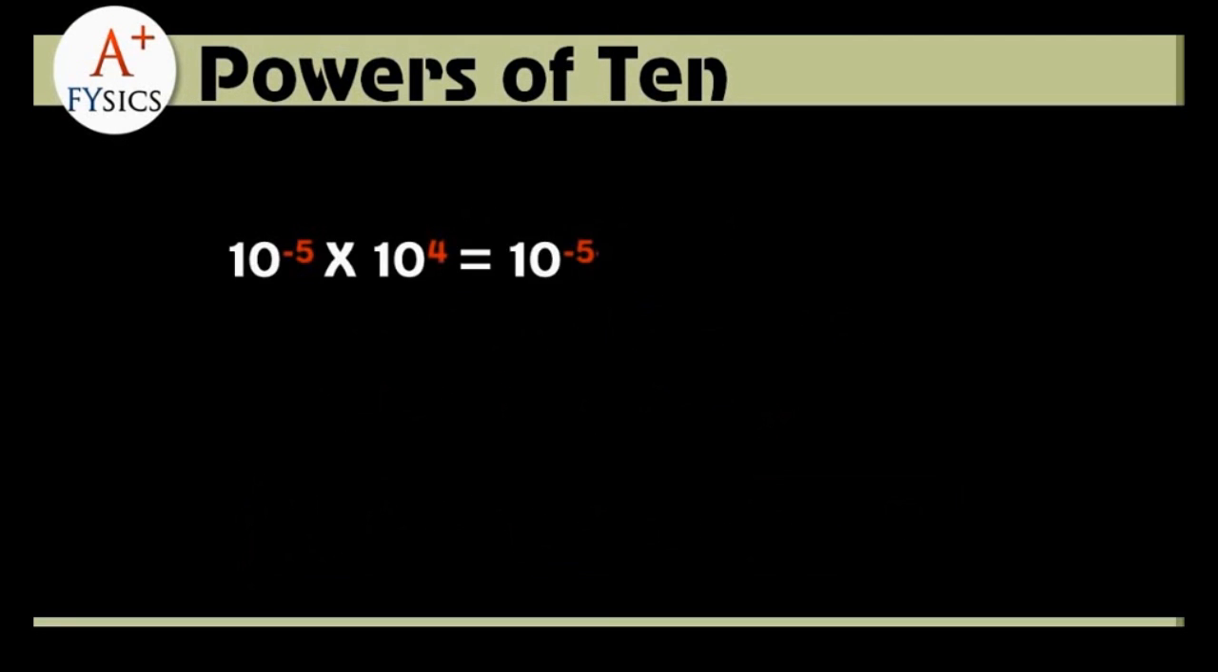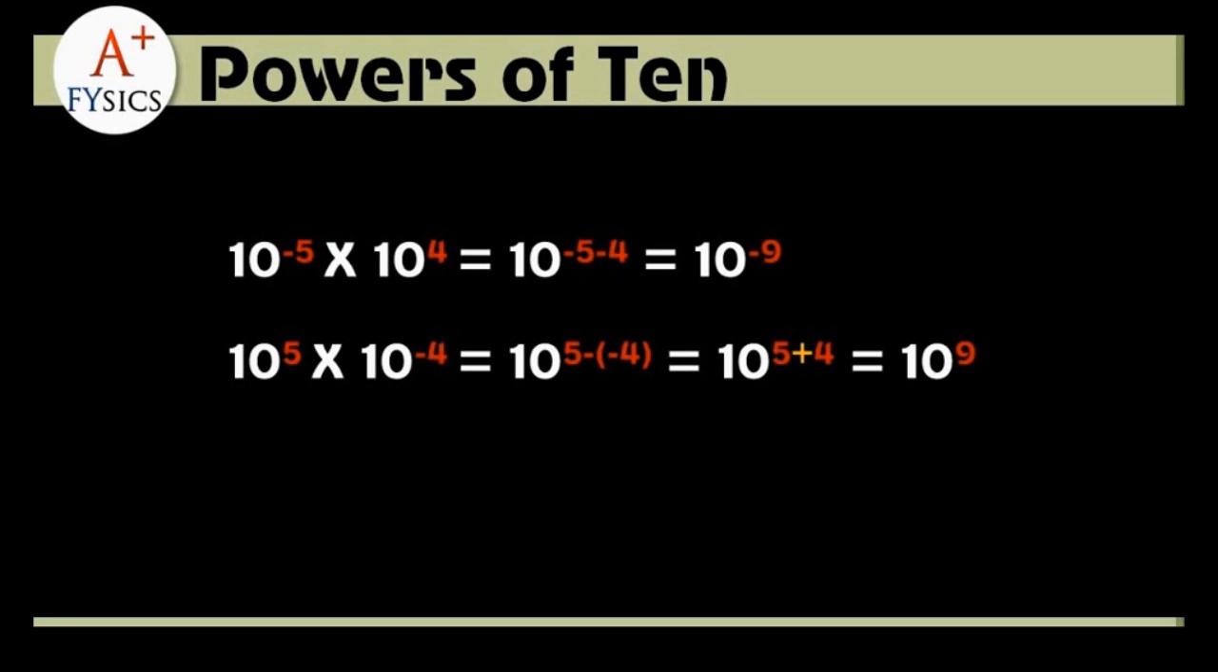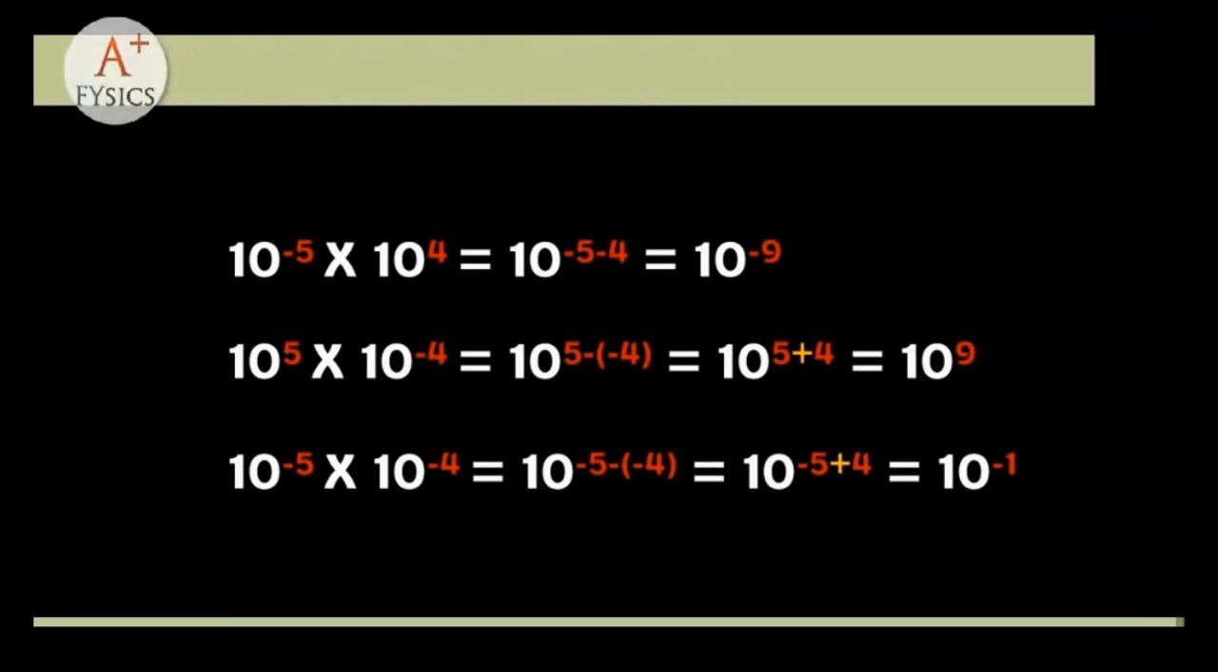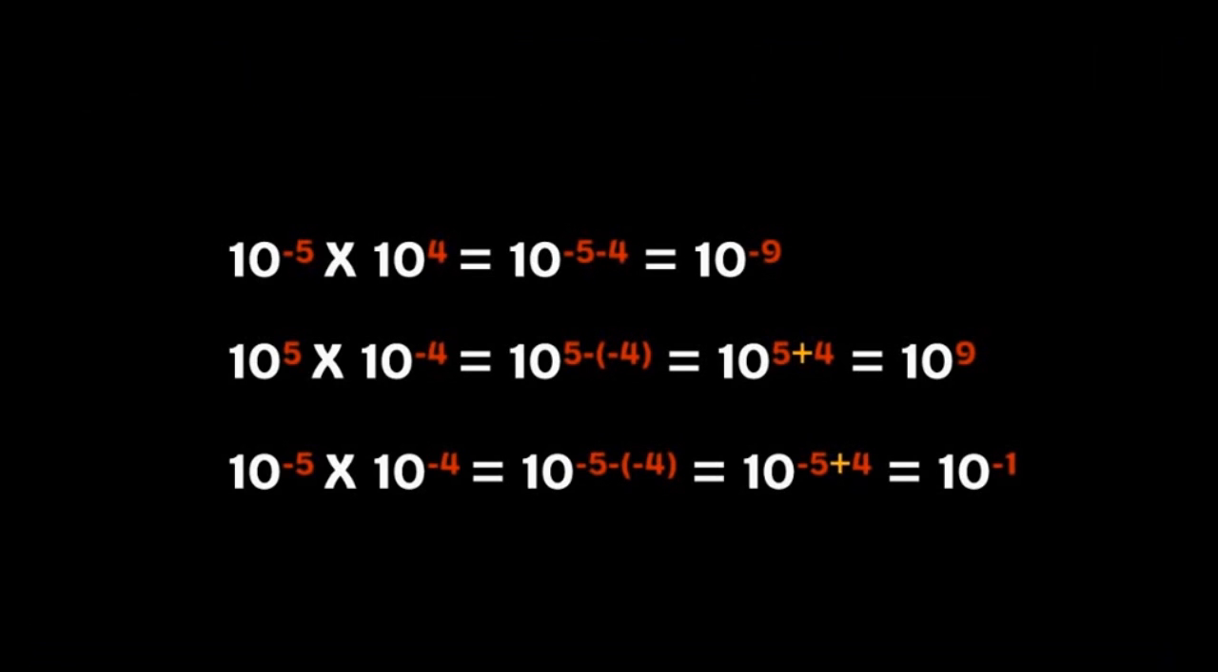10 to the power minus 5 divided by 10 to the power 4 is 10 to the power of minus 5 minus 4, which is 10 to the power minus 9. 10 to the power 5 divided by 10 to the power minus 4 is 10 to the power 5 minus minus 4, which then becomes 5 plus 4, and the answer is 10 to the power 9. 10 to the power minus 5 divided by 10 to the power minus 4 is 10 to the power minus 5 minus minus 4, which becomes minus 5 plus 4, and the answer is 10 to the power minus 1.